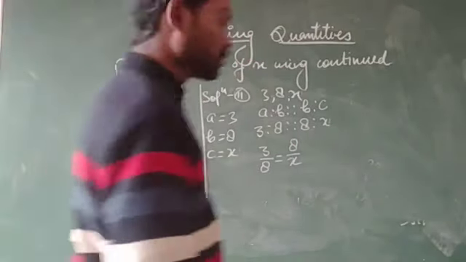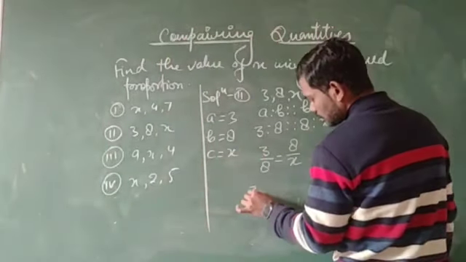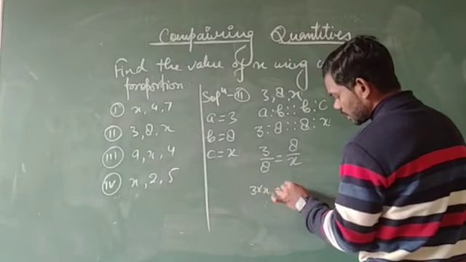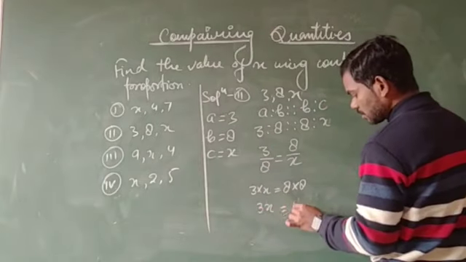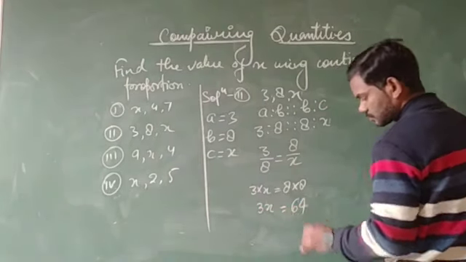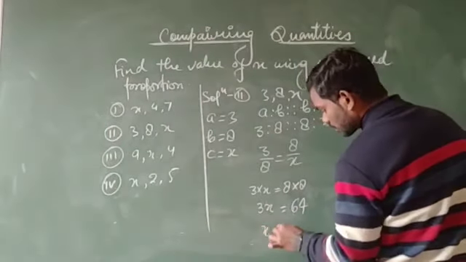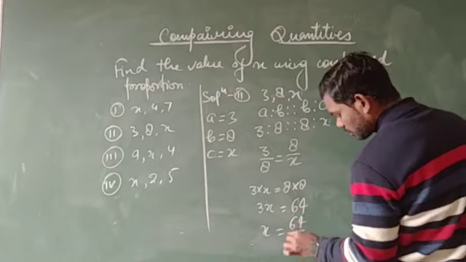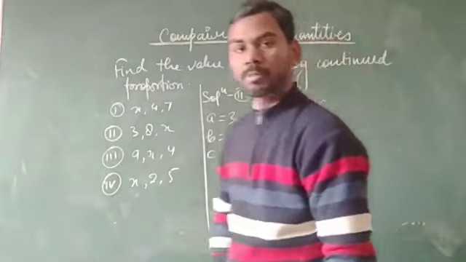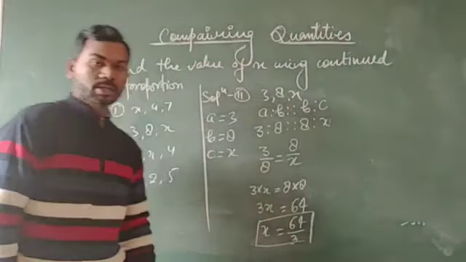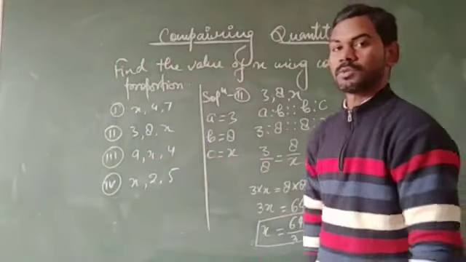Now we do the cross multiplication. It can be written as 3 into x equals 8 into 8, or 3x equals 64. So 3x is equal to 64, or x equals 64 upon 3. So x equals 64 upon 3 is the right answer of the second question, and I hope that you understood the solution.